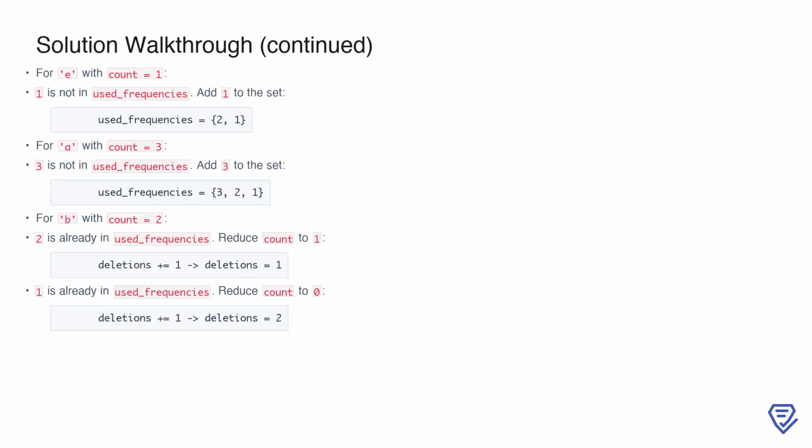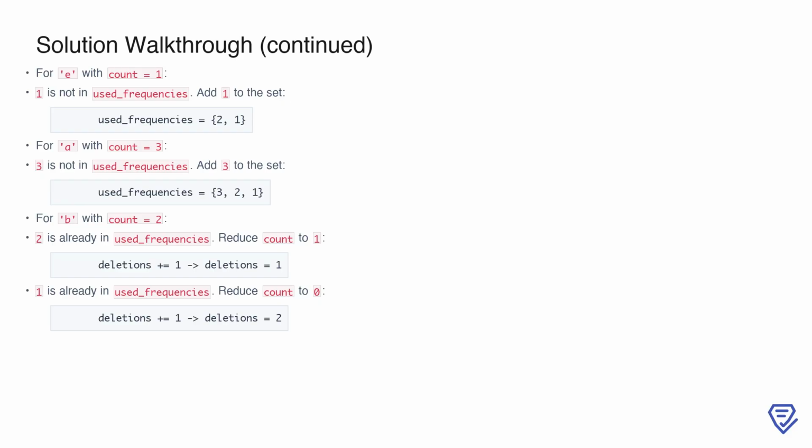For e, which has a count of 1, we check if 1 is in used_frequencies. Since it's not, we add 1 to the set without making any deletions. Next, for a, which has a count of 3, we find that 3 is not in used_frequencies, so we add 3 to the set, and again, no deletions are needed. Now for b, which has a count of 2, we see that 2 is already in used_frequencies.